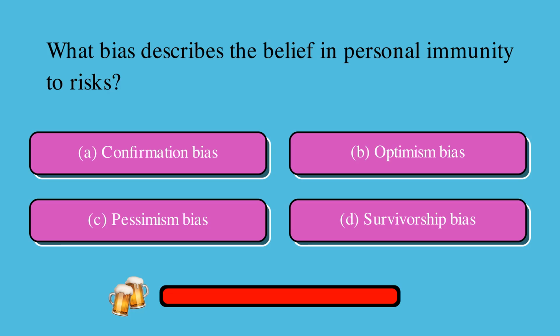What bias describes the belief in personal immunity to risks? Is it A, confirmation bias, B, optimism bias, C, pessimism bias, or D, survivorship bias? The correct answer is B, optimism bias.